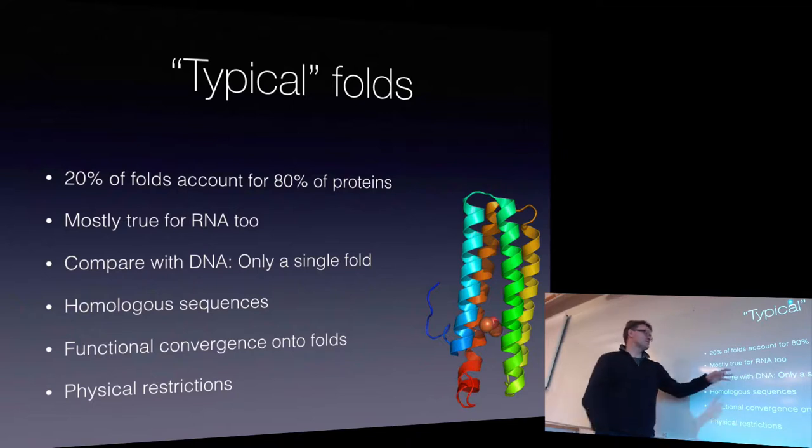This is mostly true for your RNA. There are a bunch of folds for RNA. DNA, in contrast, depending on how you count it, has one or three folds. There are A, B, and Z forms of DNA. So for DNA, there is only one stable structure.